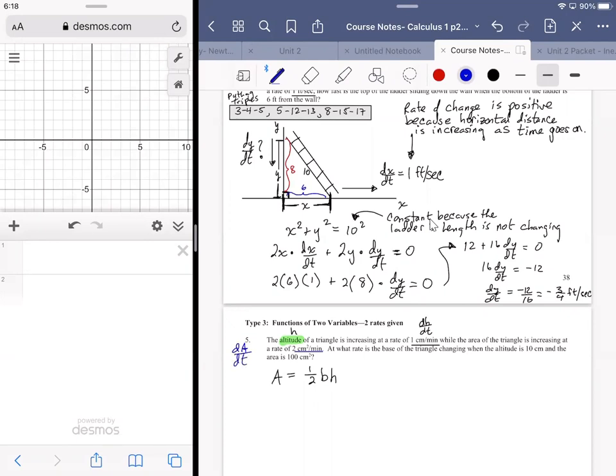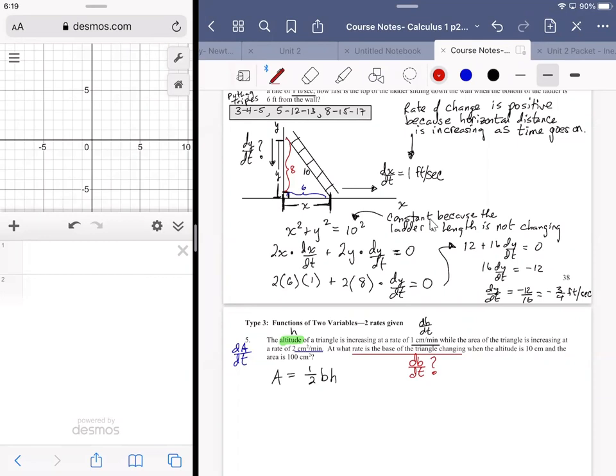At what rate is the base changing? So the base is b, and talking about a rate means a derivative. So they're asking us for db/dt. All right, so they gave us 2 rates and we're looking for a third one. I see 3 variables in my formula here, which tells me that it's not like the cone question, I shouldn't be looking to swap one of these variables out. I want to keep all 3 of them because I know 2 of them and I want to find the third one.